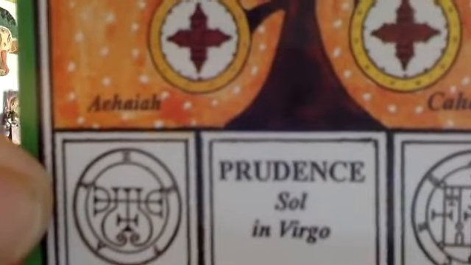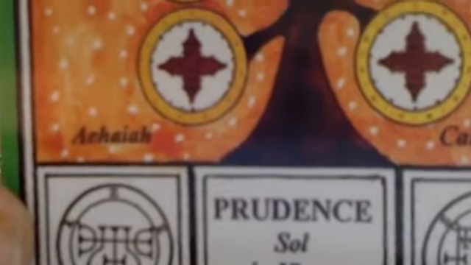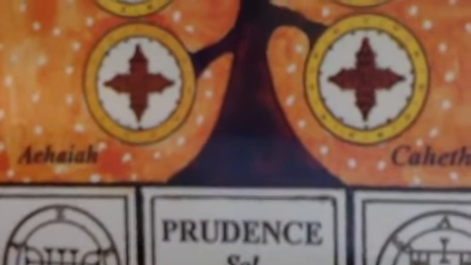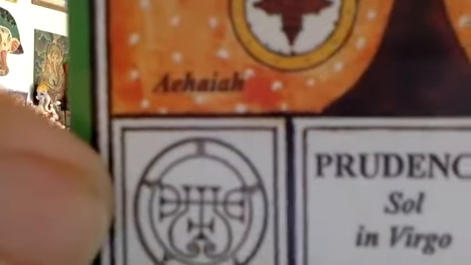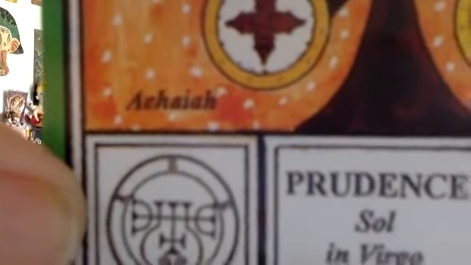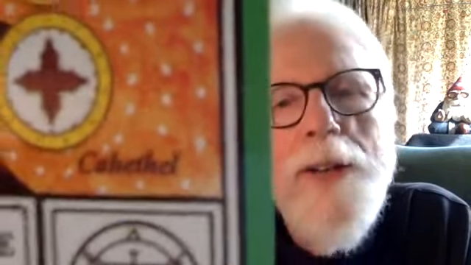Angels of the Shemhamphorash, right there. Ahaya, long-suffering. Ehaya, and Cathiel, adorable.